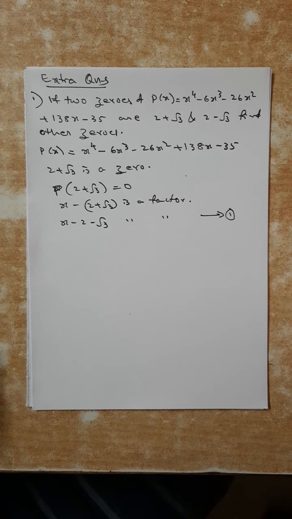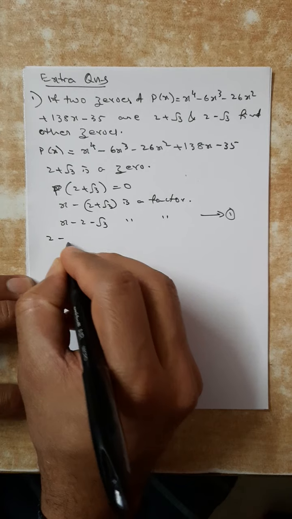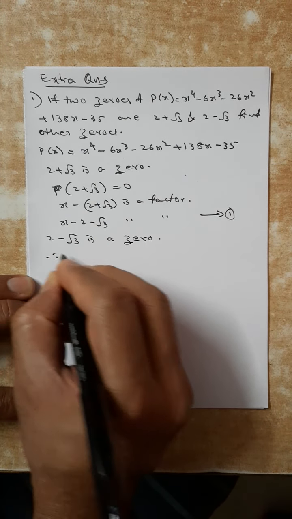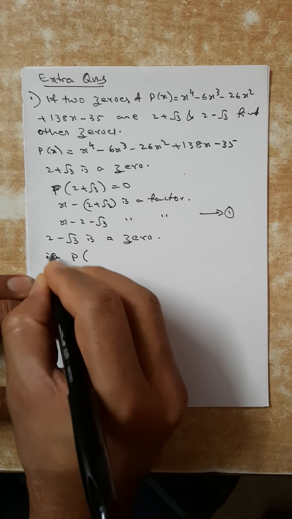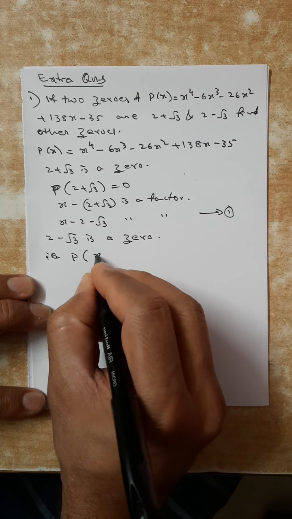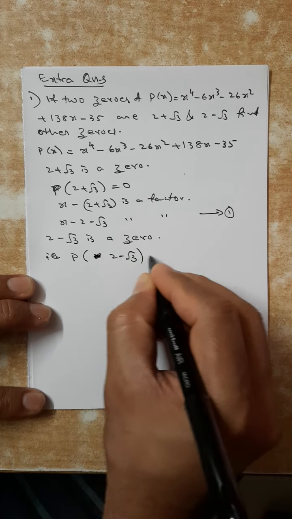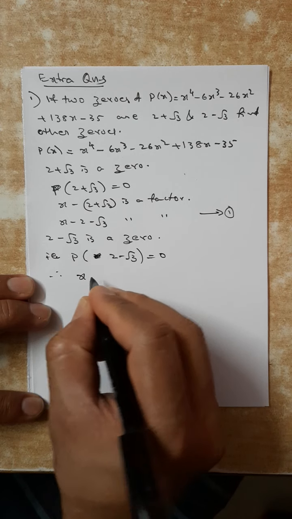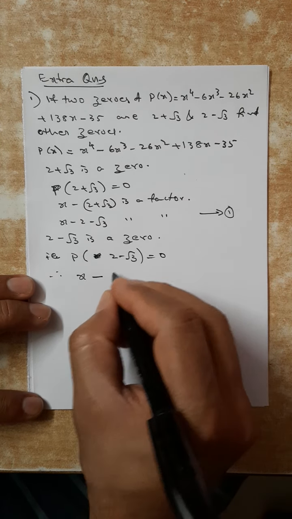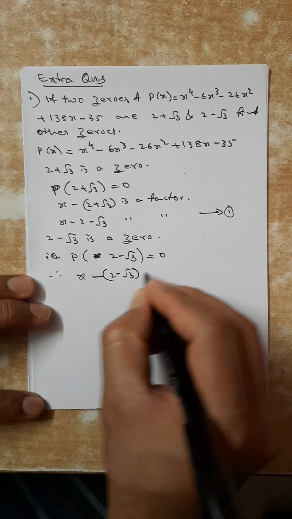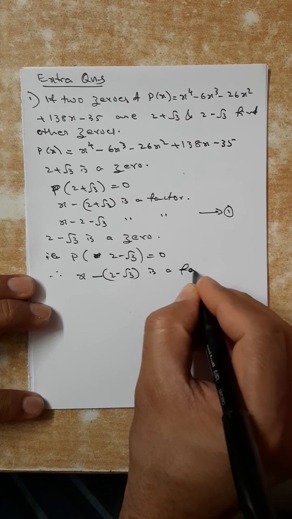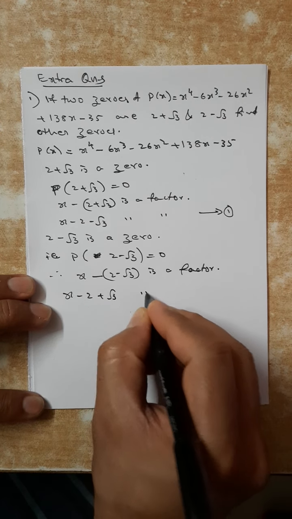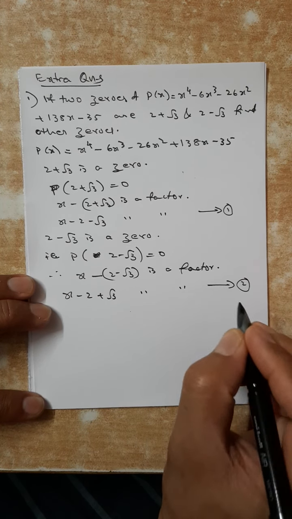Exactly the same thing for the second, that is 2 minus root 3 is a zero. P of 2 minus root 3 is 0. Therefore, by the factor theorem, x minus (2 minus root 3) is a factor. We can open the bracket, x minus 2 plus root 3 is a factor. That is statement number 2.